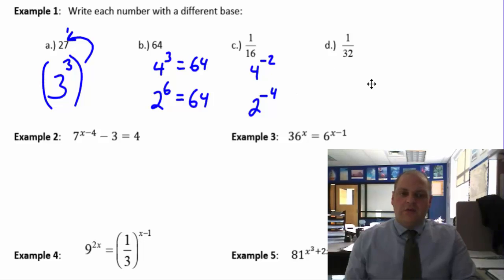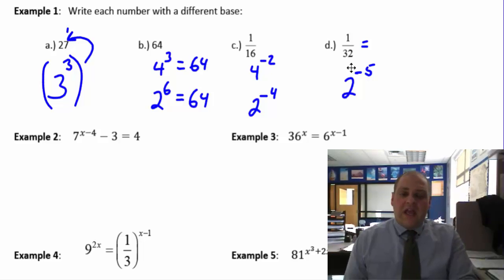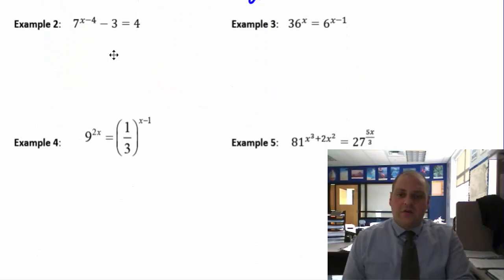32, we can't use 4, we have to use 2. 2 to the -5. All right, 1 over 32 equals 2 to the -5th. So if we are given 1 over 32 in our equation, none of these examples have that, but if you're doing an equation down the line and it has 1 over 32, you can change it to 2 raised to the -5th. All right, so here we go.